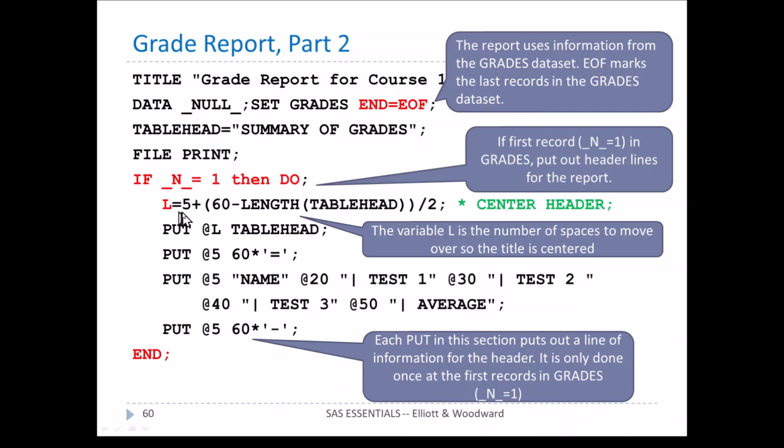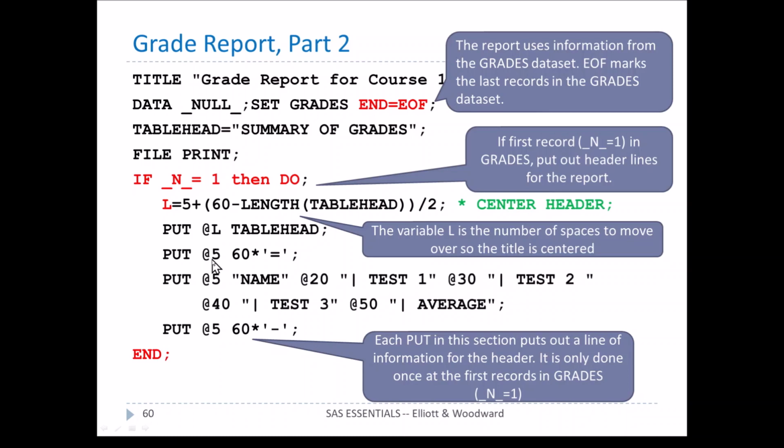So here we have L equal 5 plus, and what all this is doing here is finding the center point of whatever table we're going to create. We're assuming that it's going to be 60 characters wide. Then we're going to put, remember @L, that means put at a particular point in the table. So it moves the cursor over to the spot L, and it's going to enter the table head. The table head is this here, summary of grades. So it's going to put the header right there.